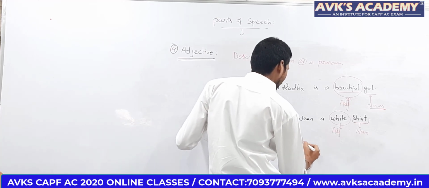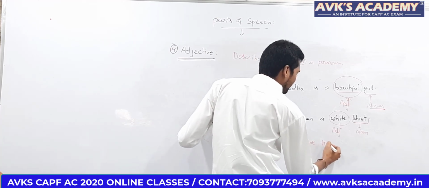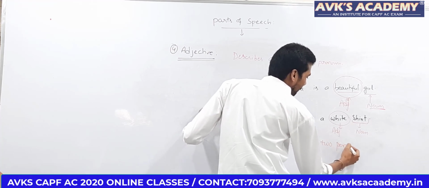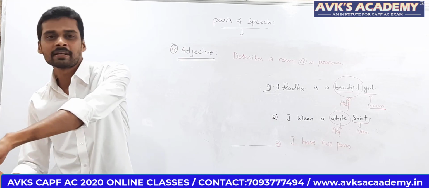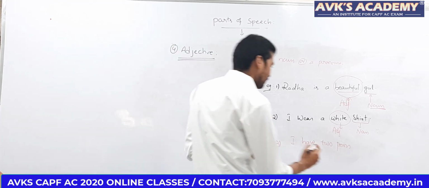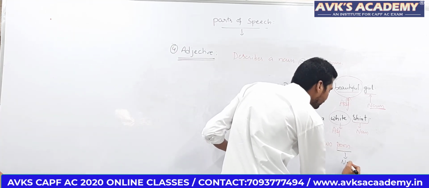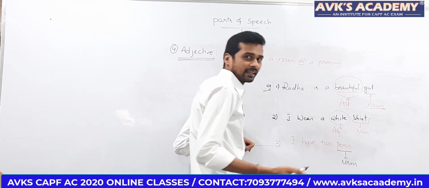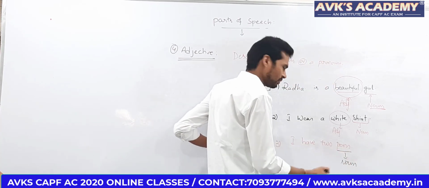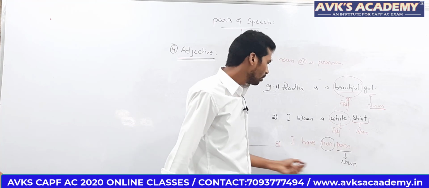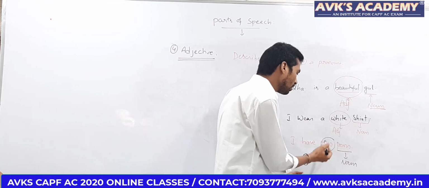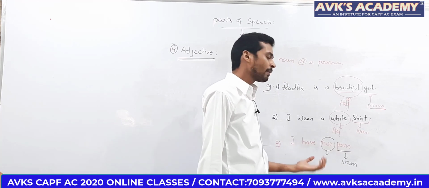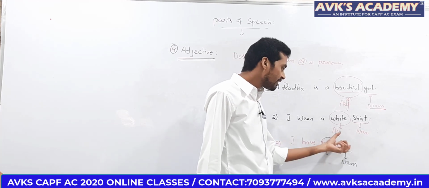I have 2 pens. Again, what is pen? Which parts of speech pen is? Pen is a noun, isn't it? Pen is a noun, name of a thing. So we are adding 2 to this one, which means that 2 representing what? 2 is denoting how many pens I have. Again, we are describing that pen.